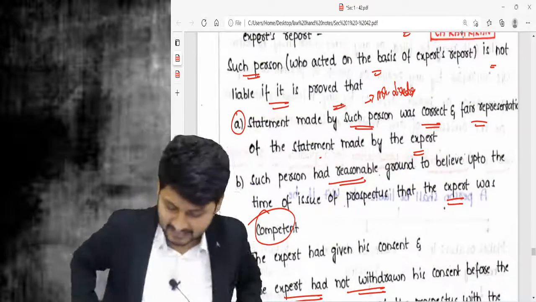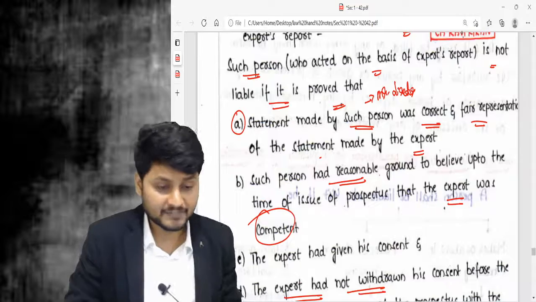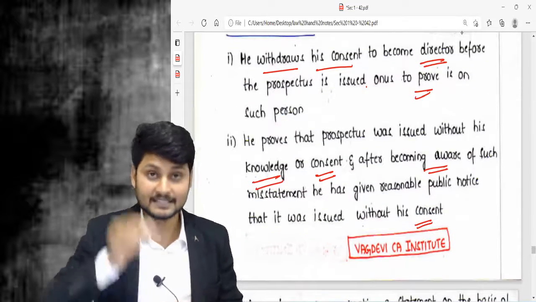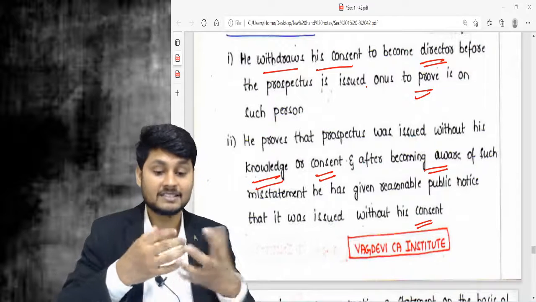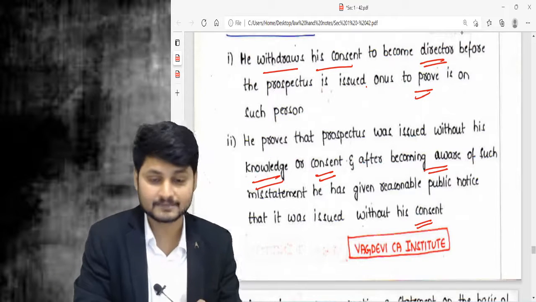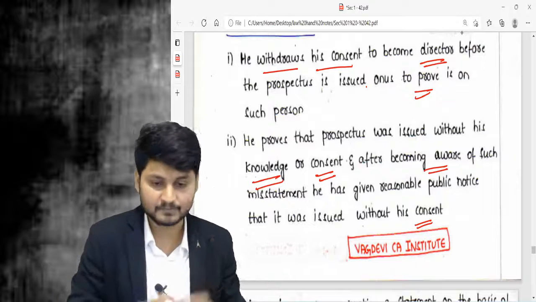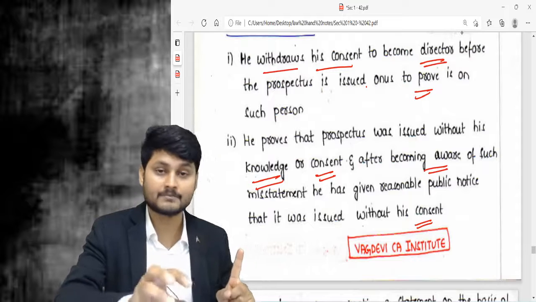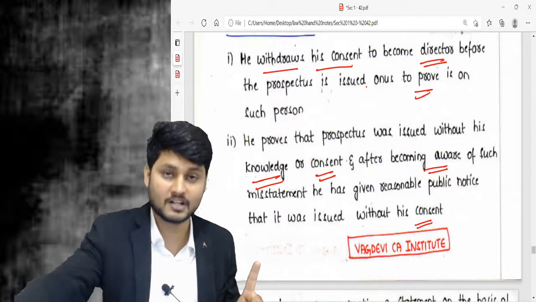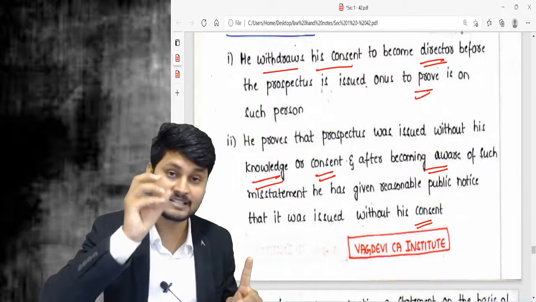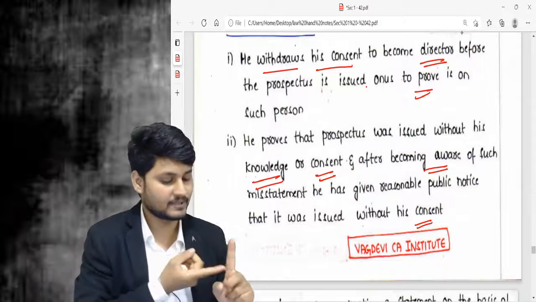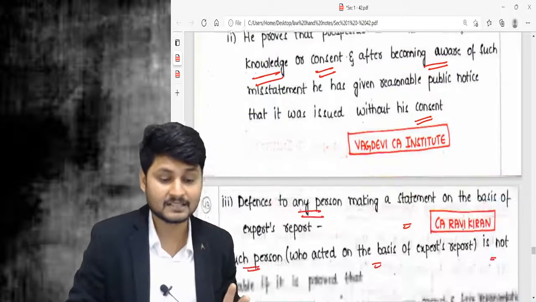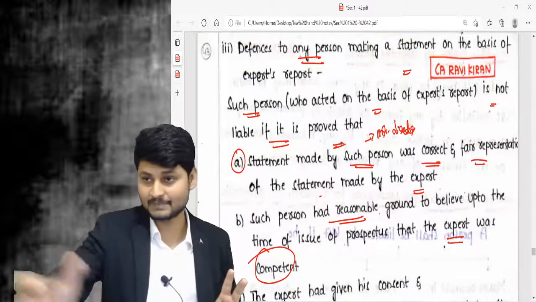Now let us quickly revise. What are the defenses which are available? Point number 1, it is what? This director has been withdrawing his consent of becoming director. This is point number 1. Point number 2, if he proves that the prospectus has been issued without his consent or knowledge, and when he becomes aware of this situation, he needs to give reasonable public notice.